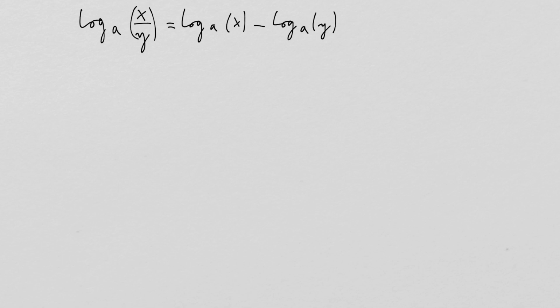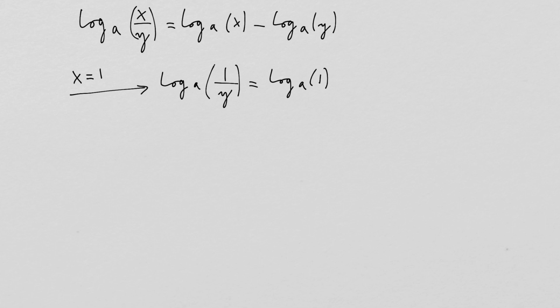From this formula we can get some special cases. If x is equal to 1, we get that log a of 1 over y is log a of 1 minus log a of y. What is this number here? What power should we put to a to get 1? Any number to power 0 is 1, so this is 0.